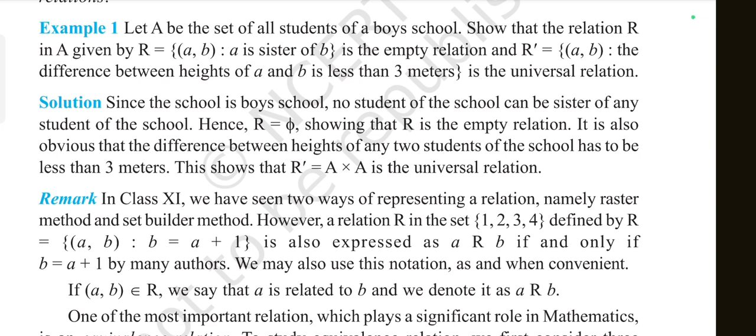Solution: since the school is a boys school, no student of the school can be a sister of any student of the school. Hence R equals phi, which means it is the null set, showing that R is the empty relation. It is also obvious that the difference between heights of any two students of the school has to be less than 3 meters. This shows that R' equals A cross A is the universal relation.